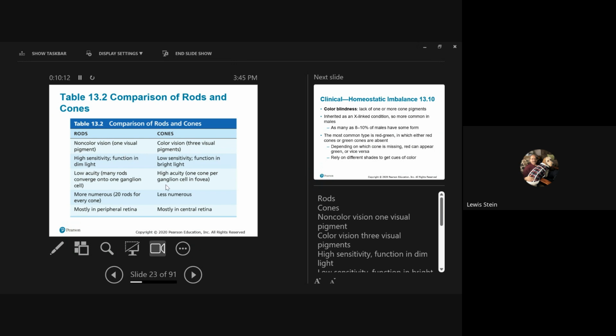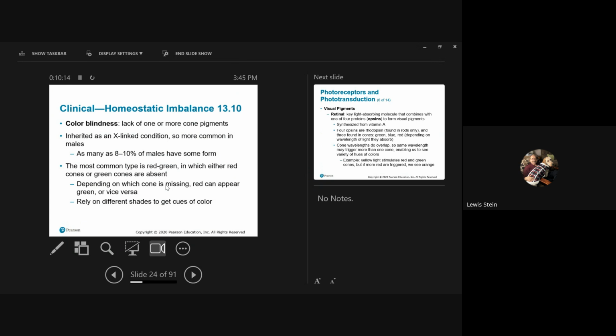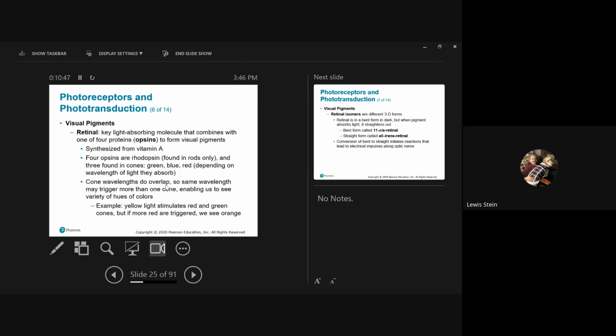So again, just to summarize it. Color blindness, lack of 1 or more cone pigments, sex linked. We're already aware of it. Much more common in males. A lot of males have them. My dad was not unusually so, and his vision was not. He wore glasses, but not sufficiently impaired to prevent things like military service. He had the red green, as I remember, in which either the red or the green cones are absent, and you have to rely on different shades to try to get some cues as to color.